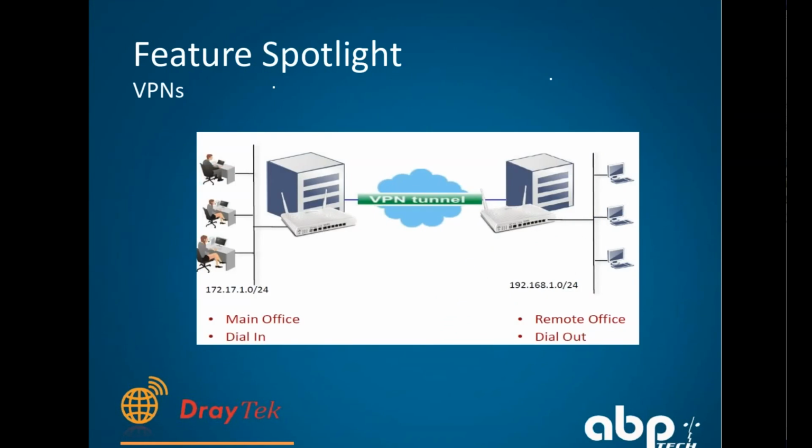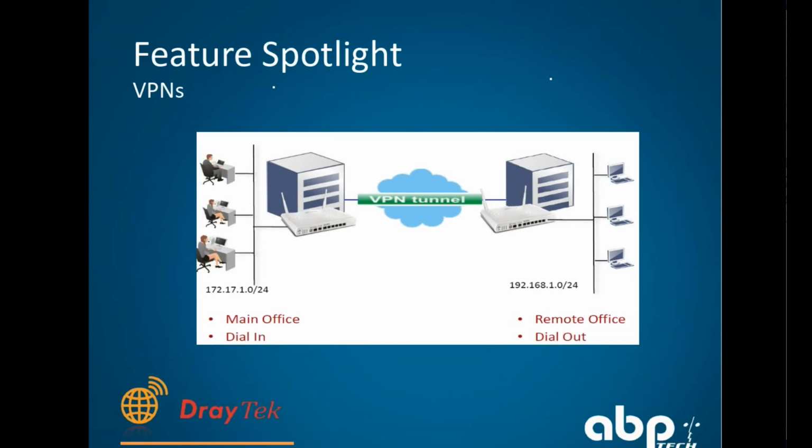Let's talk about VPNs. VPNs have always been DrayTek's area of strength. When they first started, the SMB VPN router was their flagship product, and they keep getting better and better at VPNs. DrayTek supports most of the popular protocols, IPsec, L2TP, PPTP, SSL, for their VPNs. Now, VPNs can be used to connect teleworkers, remote teleworkers to a central office over encrypted secure tunnels, or remote dial-in VPNs as DrayTek calls them.